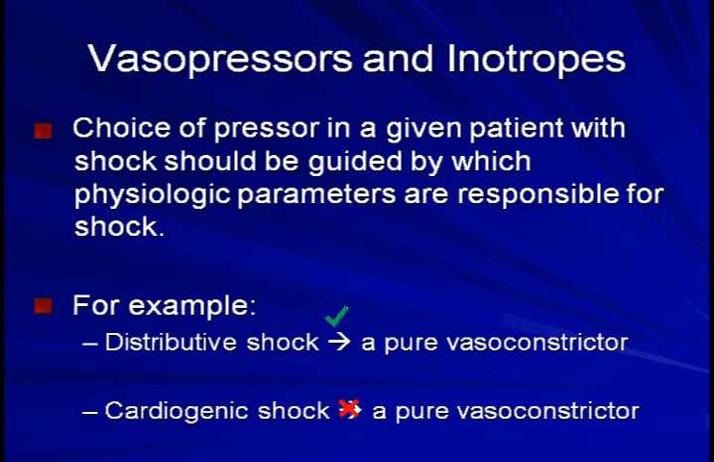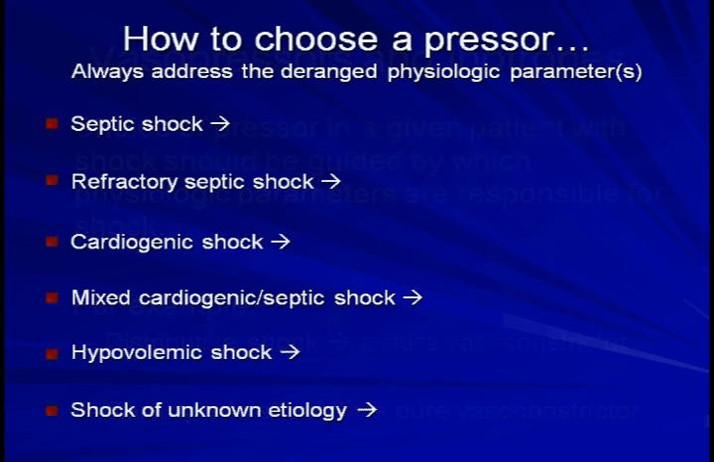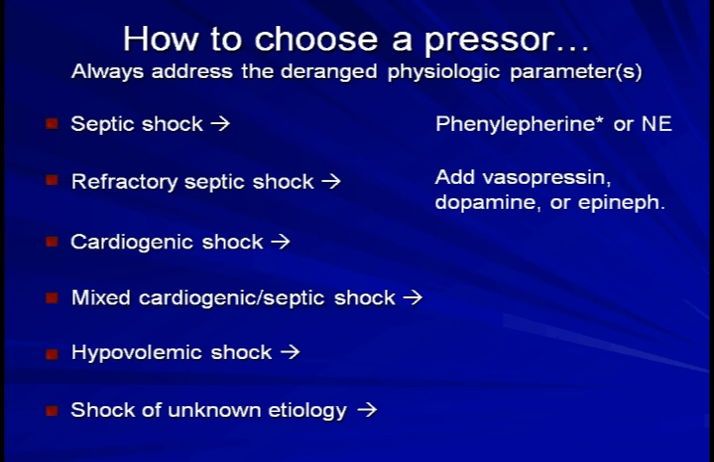Let's look at some more examples. What's the best pressor to use in septic shock? Either phenylephrine or norepinephrine. Although vasopressin is a pure vasoconstrictor and would seem to be appropriate in this circumstance, in practice most clinicians prefer to reserve it along with either dopamine or epinephrine for septic shock refractory to another agent.